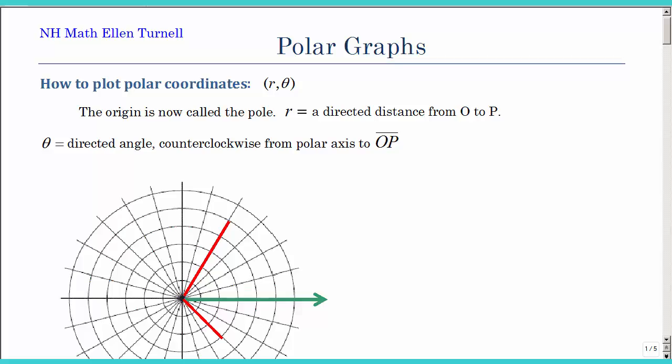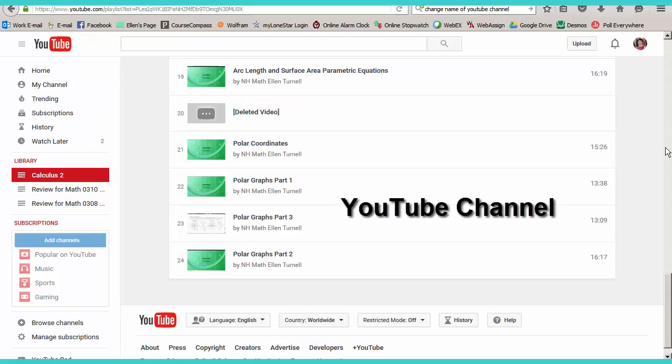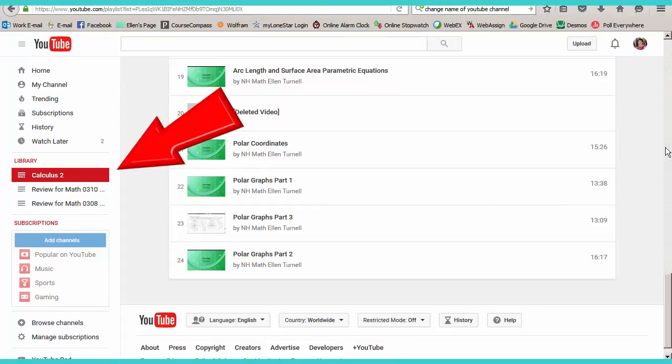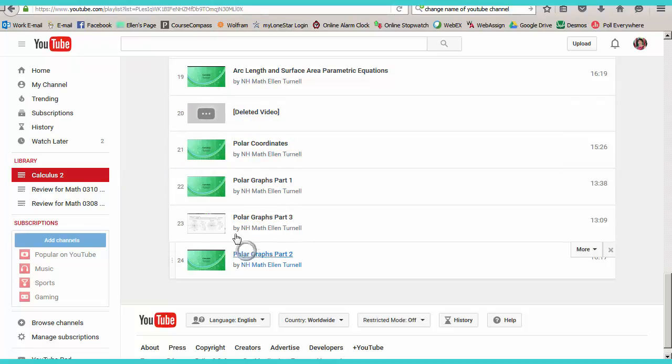The first part of this video is going to be briefly reviewing how to plot polar coordinates. However, if you would like a little bit more than a brief review, you can go to my YouTube channel and see other videos that go through this in more detail. If you go to my Calculus 2 playlist, you'll see all these videos, polar coordinates, polar graphs. Those are the more detailed videos on what we will be reviewing today.